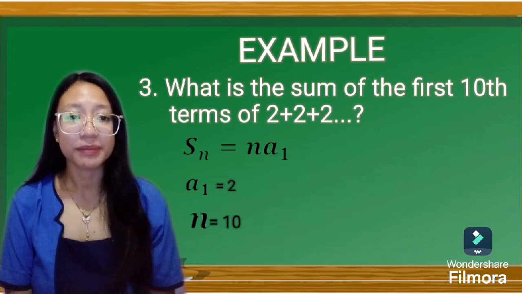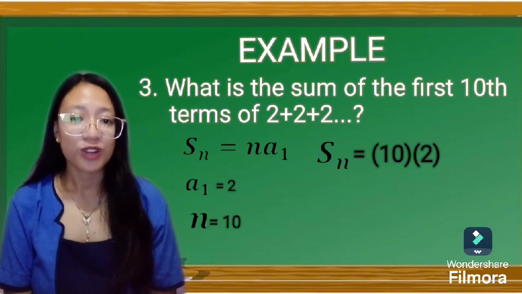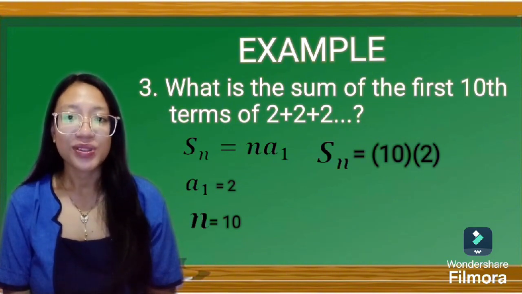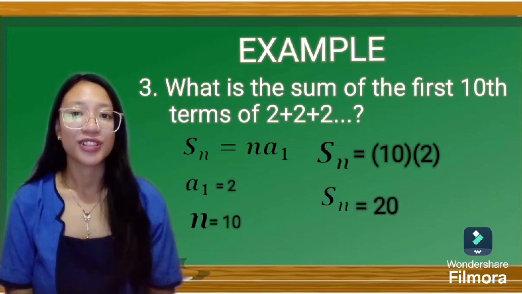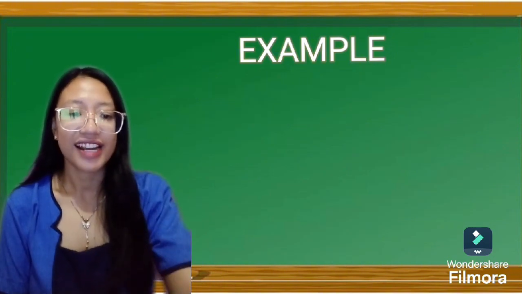And then, the number of terms is 10. So, imumultiply lang natin silang dalawa. So, S sub n is equal to 10 times 2, which is equal to 20. So, the sum of the first example is 20. Now, let's have another example.